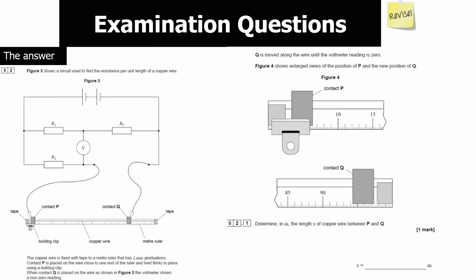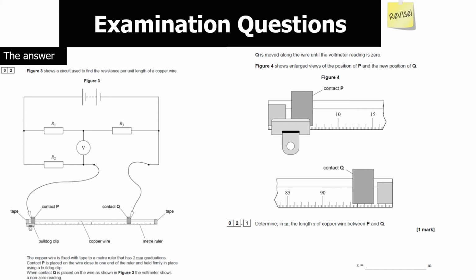Right, so how do you answer this particular question? What you've got to do is determine the length x of copper wire between P and Q. Straight away you can measure the value of contact P. Again, you're going to measure the far right hand side of P, because we're going to take it from the end point of P to the starting point of Q. So you can read it through in your 2 mm graduations to work that out.